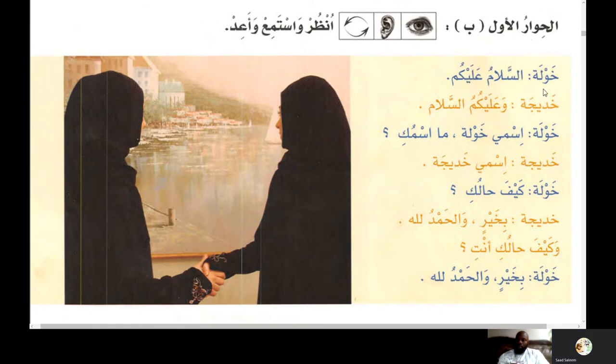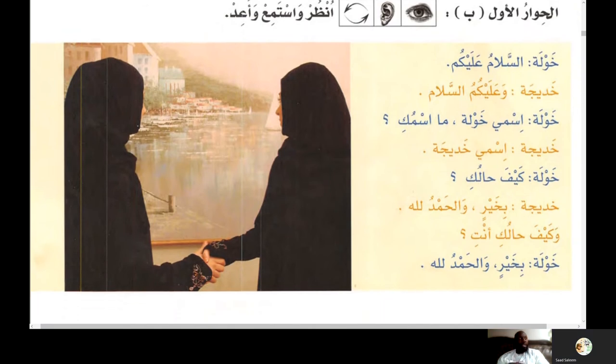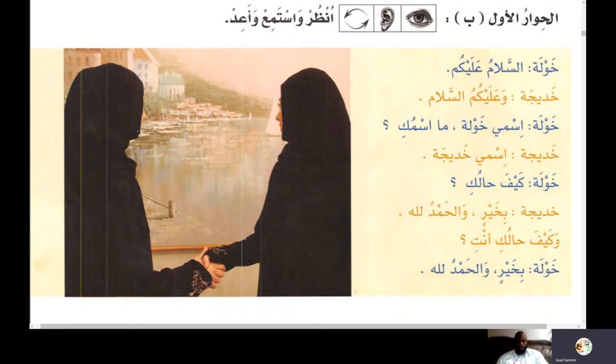Khawla: Assalamu alaikum. Khadija: Wa alaikumussalam. Khawla: Ismi Khawla. Masmuki? Khadija: Ismi Khadija. Khawla: Kayfa haluki? Khadija: Bi khairin walhamdulillah. Wa kayfa haluki anti? Khawla: Bi khairin walhamdulillah. Good. Any question? No. Okay.